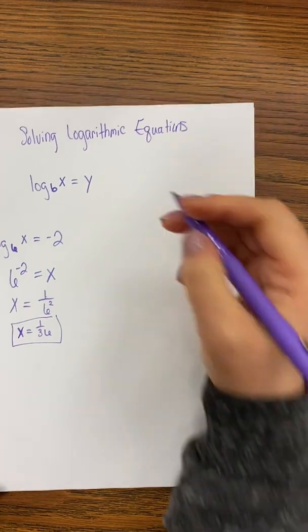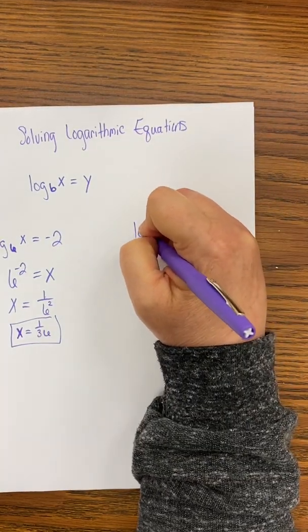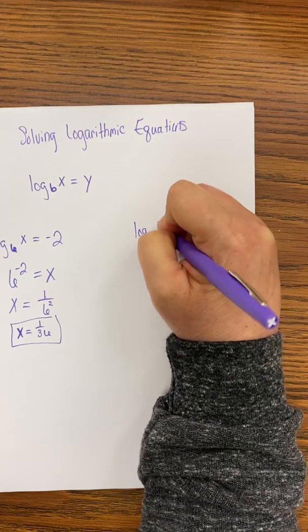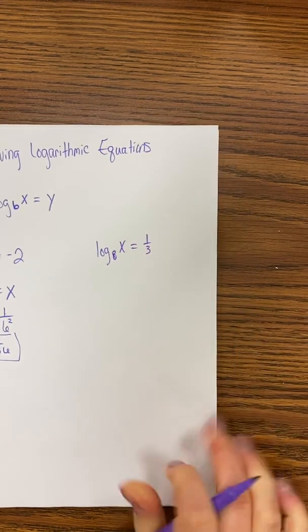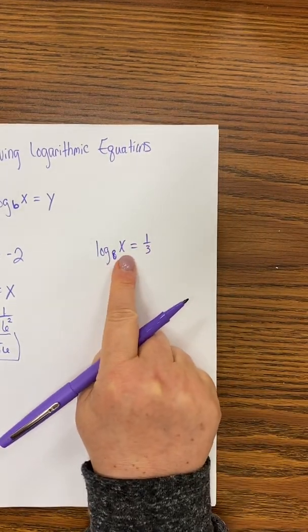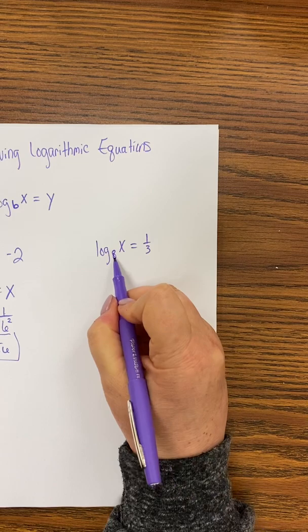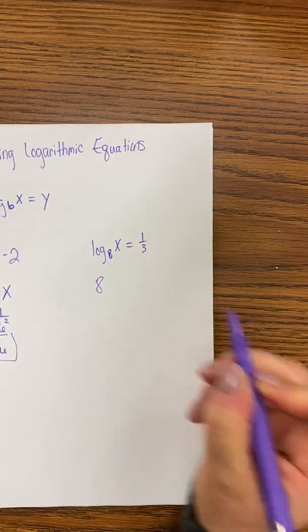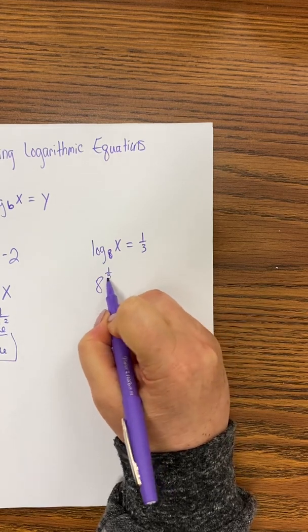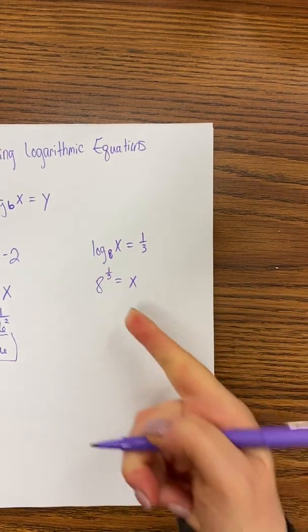The next one, I'm going to do about 3 of these, but on your assignment, remember you'll have 8. So this one: log with base 8 of x equals 1/3. Remember, when we change it to the exponential form, this is your base, then y is your exponent, and then it equals x. So now we're solving for x.